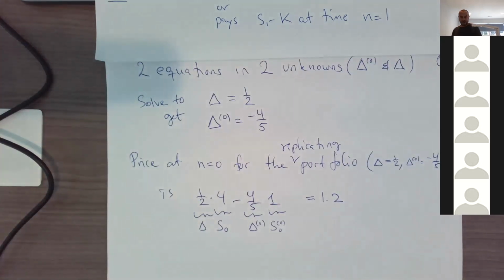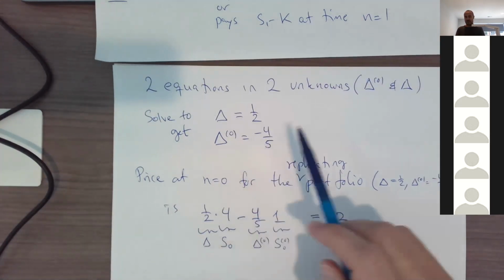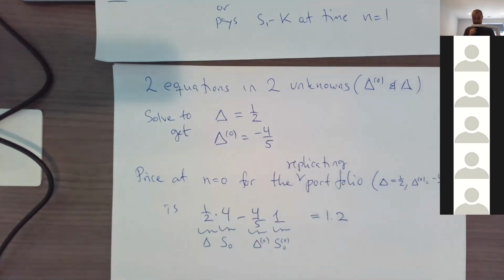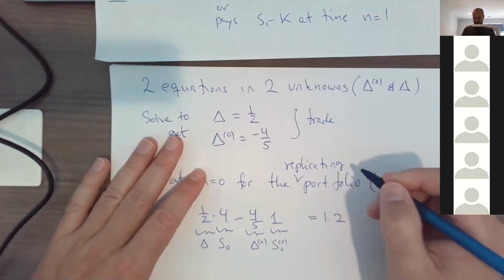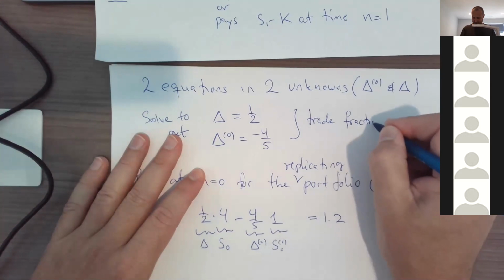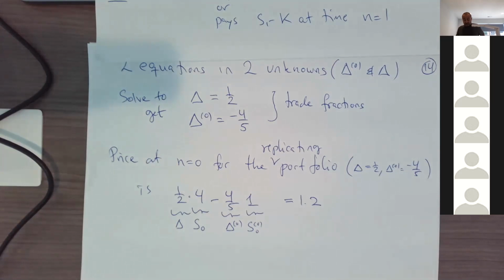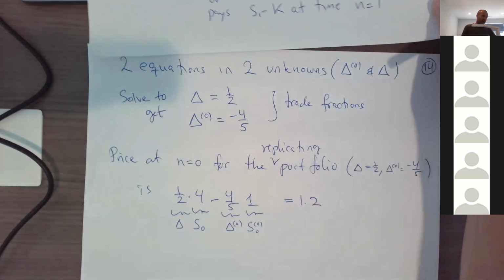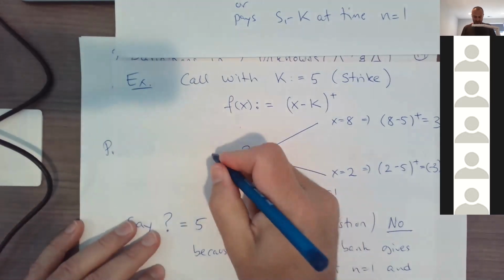So this is the value of the replicating portfolio. If I put in $1.20, I can buy half a stock, and I can buy minus 0.8 bank account units. So we can trade fractions here. And this will give me that specific number, 1.2. This is what I'm claiming we should write here. This question mark here, this is 1.2.